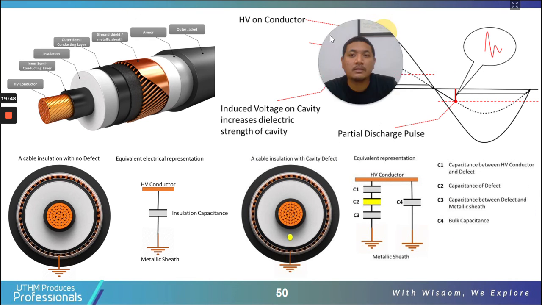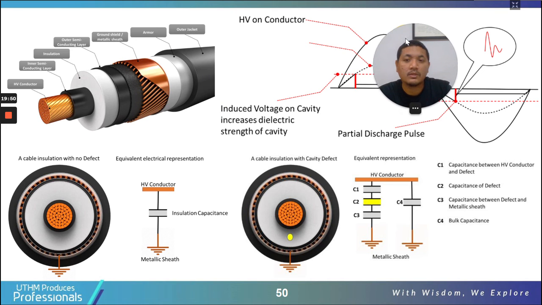But let's look at an underground cable. So this is the conductor, this is the semiconducting layer. We have the insulation, the main insulation, and then we have the outer semiconducting layer, ground shield, metallic sheath, and armor, outer jacket. Now let's just focus on the main conductor, the insulation, and also the ground shield.